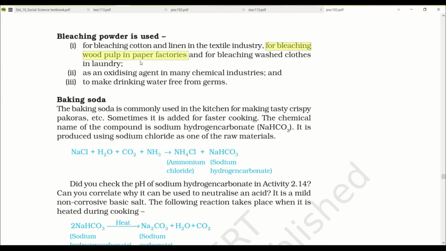Dear children, the books that you use have white paper. That paper is actually made from wood pulp and its original color is yellowish or brownish. So to make it white, bleaching powder is used. It is also used as an oxidizing agent in many chemical industries and to make drinking water free from germs.